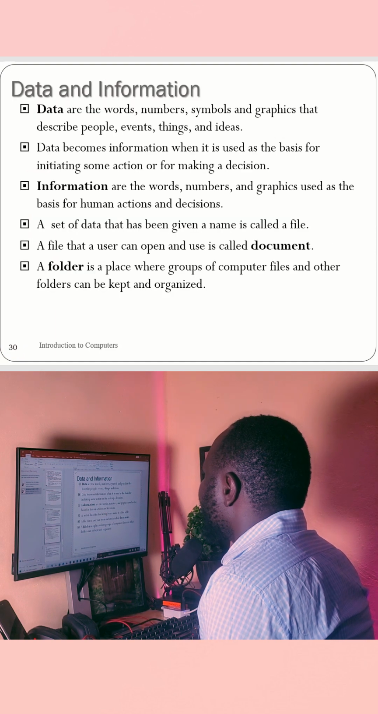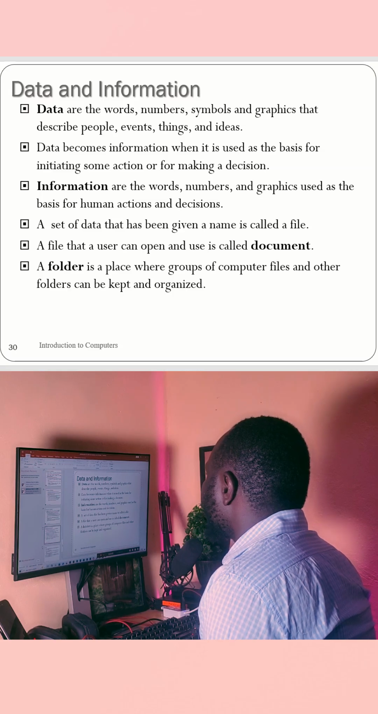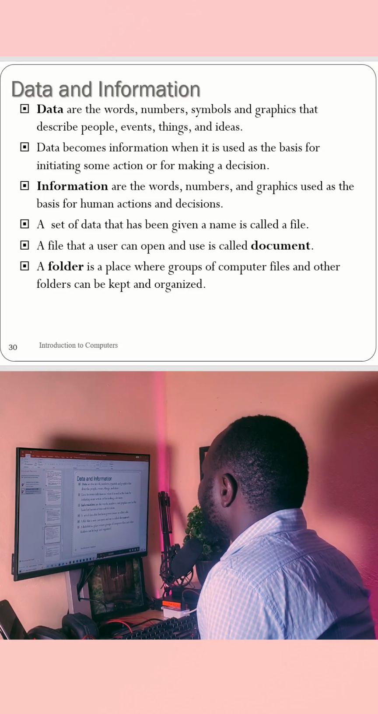Then we come to this slide here, which is talking about data and information. Data are words, numbers, symbols, and graphs that describe people, events, things, and ideas. Still, I will advise you to go for the other definitions I gave you earlier because they are more clear and easier to grasp than this one. Data becomes information when it is used as a basis for initiating some action or for making a decision. Very, very true.